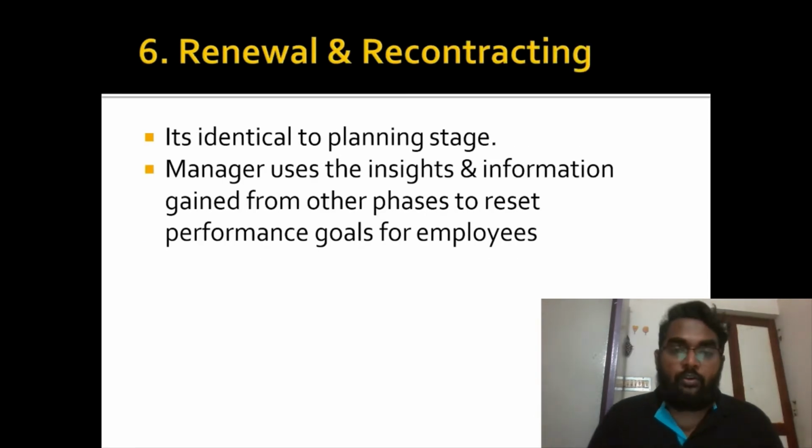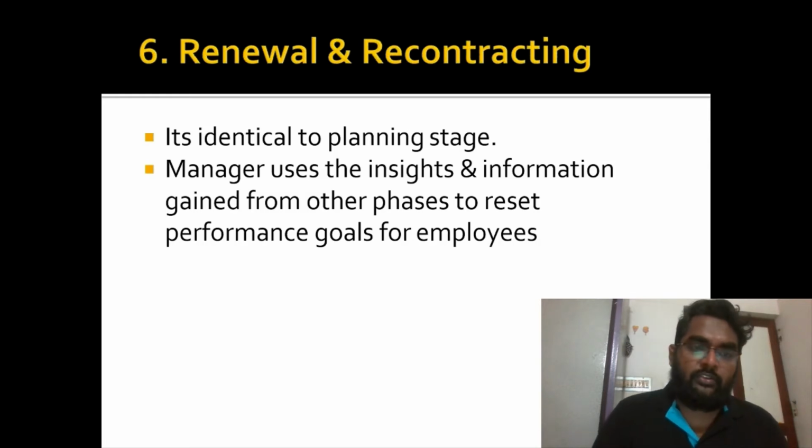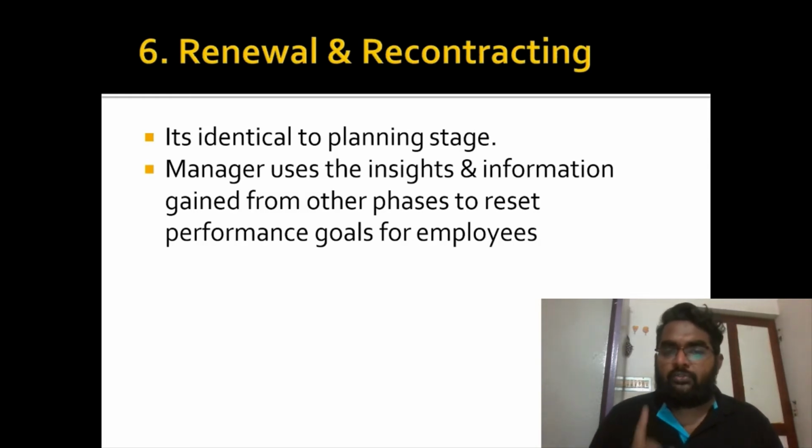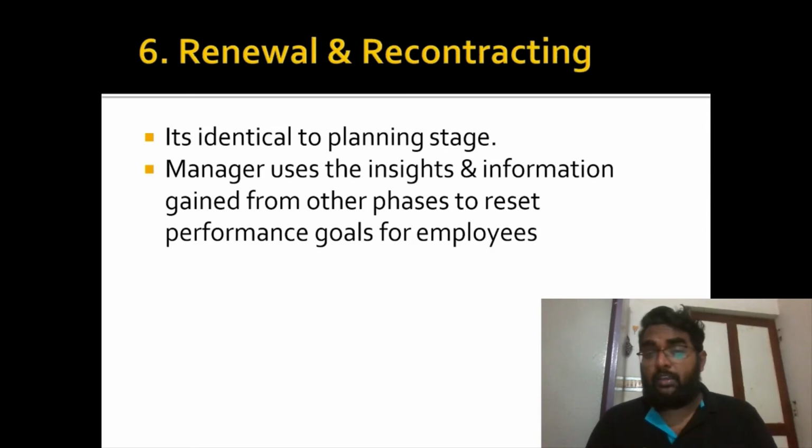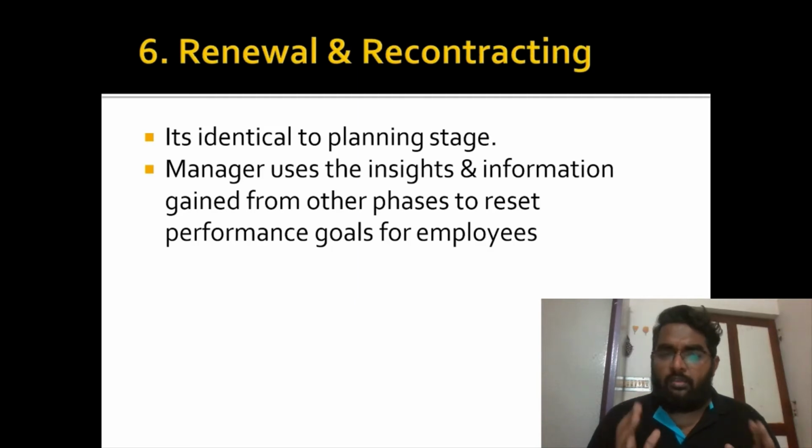Then renewal and recontracting, as I already said, is identical to the planning stage. Because we already conducted the appraisal, at the final stage we are again reframing everything. The manager uses the insights and information gained from other phases to reset the performance goals for employees. So we already know what happened. Based on that, we will be renewing and resetting the employees' standards.